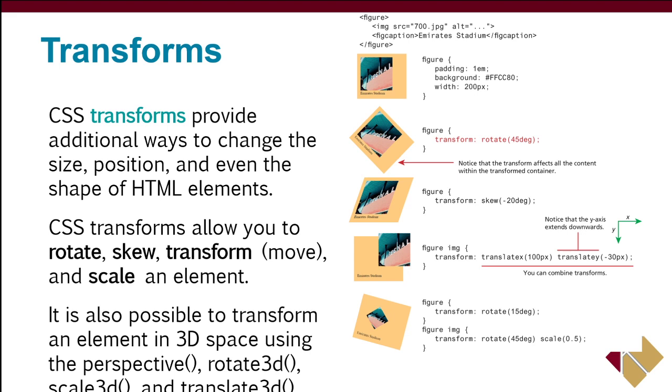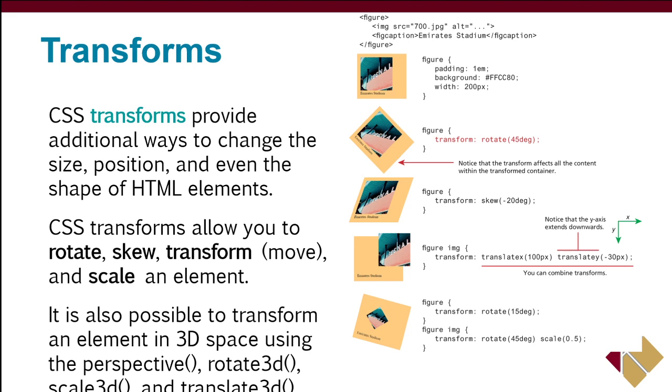Then the last one is showing that you can combine them. So what we've done here is it's transformed the whole container, the figure, rotate it 15 degrees, and then it's taken the image and said, hey, I need you to rotate it 45 degrees, but I also need you to scale it down by 0.5. So it's half the size. Okay? So the scale of 1 is 100%. Anything below that, so anything into your decimals, is smaller, and anything above that is bigger.